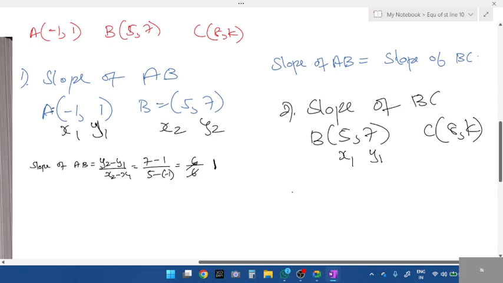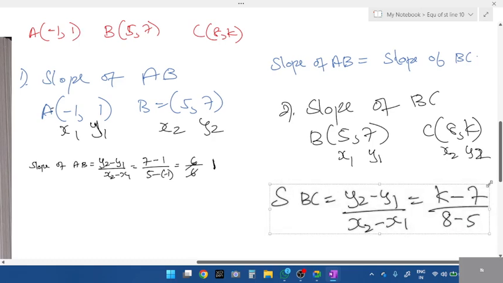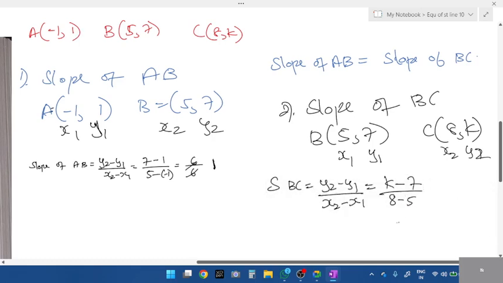Remember, for slope we have only one formula. Slope of BC is equal to y2 minus y1 divided by x2 minus x1. Tell me the concept, students. All of you be quick. What is y2? K minus 7, divided by what is x2? Yes, K minus 7. It's a variable and a constant, you cannot separate them, so that remains as it is. K minus 7. What is 8 minus 5? 3.